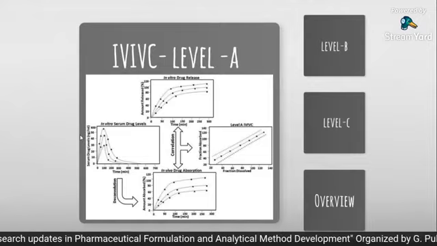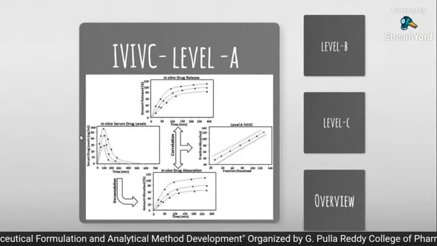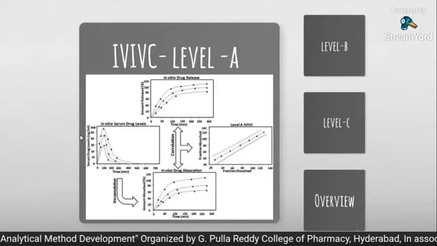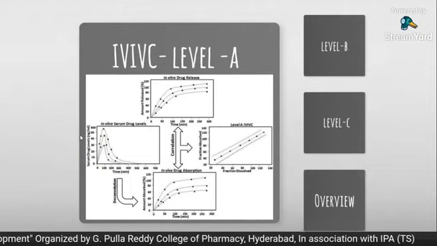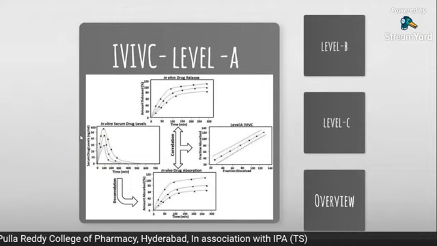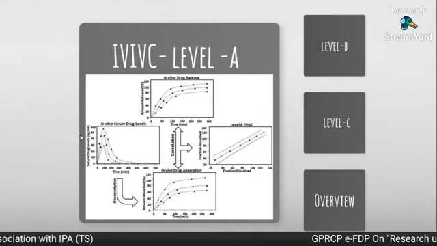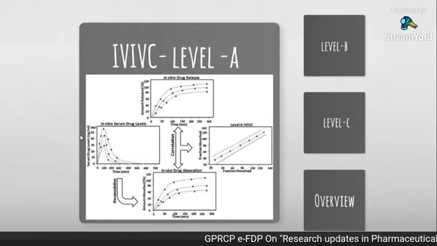We have only the dissolution profile of the test product. We have the dissolution profile of the innovator product. Only dissolution data is available. If only the dissolution profile is available, then what is the solution? How can we build the in vitro in vivo correlation? How can we predict the bioequivalence?